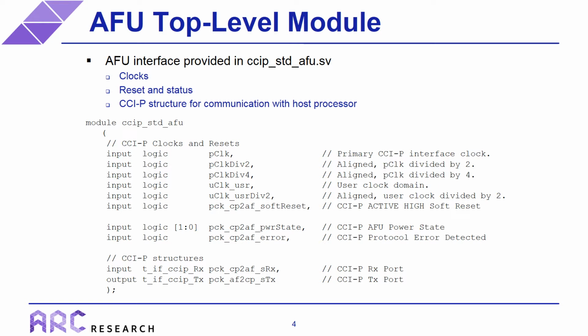You can find more information on that in the Intel documentation, but I am going to spend a lot of time talking about the port signals you see at the bottom of the interface, which is the CCI-P receive port and the transmit port.